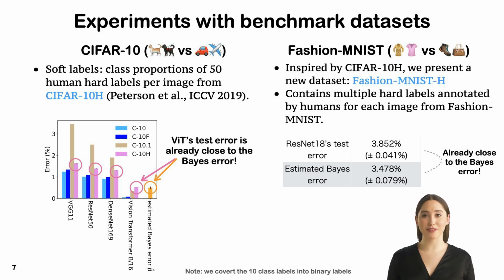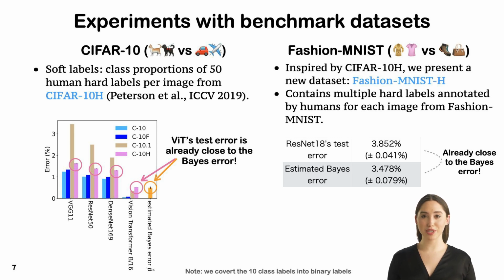We estimate the Bayes error for the benchmark datasets, CIFAR10 and MNIST, by converting the 10 class classification dataset into a binary classification problem by combining classes. For CIFAR10, we use the animal classes as positive and artifact classes as negative. We construct soft labels using the proportions of the 50 human hard labels for each test image from CIFAR10H and use the constructed soft label to estimate the Bayes error. The pink bar on the left figure shows how the deep network's performance has been improving over the years. However, more importantly, we can see how the test error of the vision transformer is already close to the estimated Bayes error shown in orange.